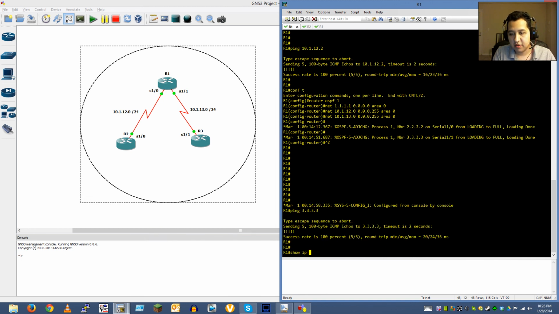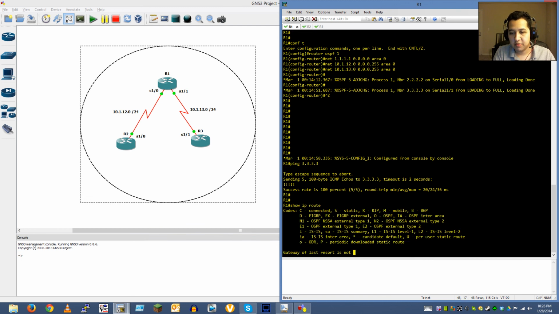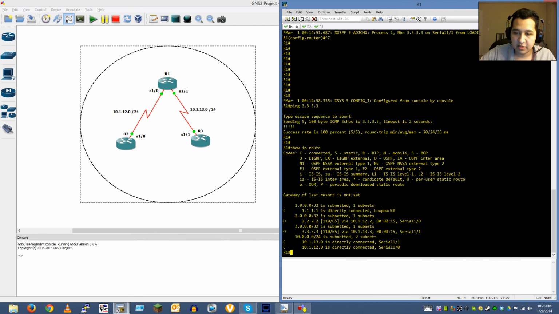And that is because if we show IP route, now we have our connected interfaces here. We have our 1.1.1.1, we have the 10.1.13 and the 10.1.12 networks, but also we have learned through OSPF about the 2.2.2.2 network and the 3.3.3.3 network. And as you can see here, you've learned it through its specific interface.